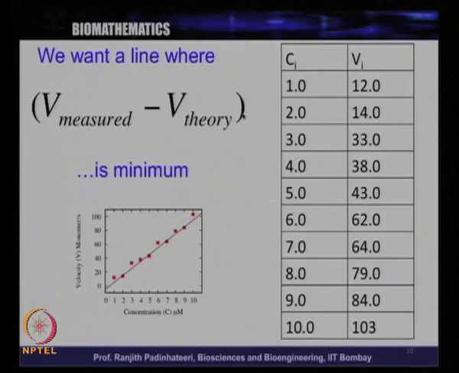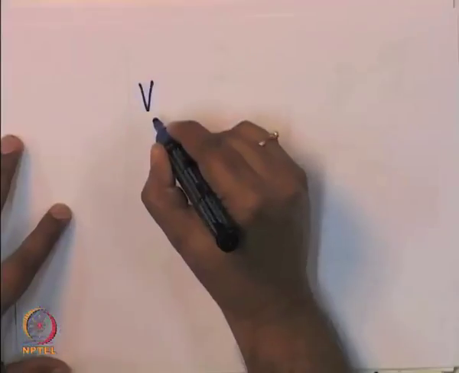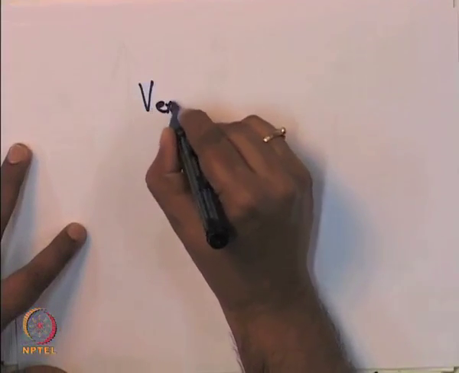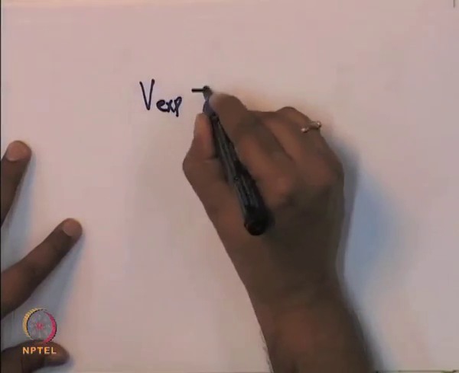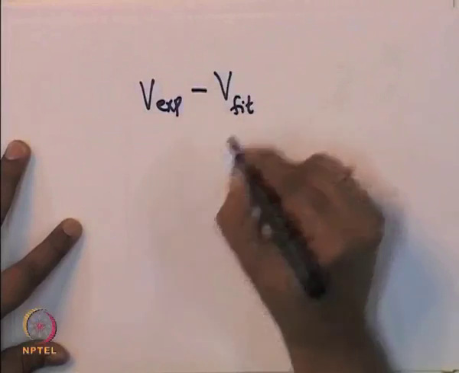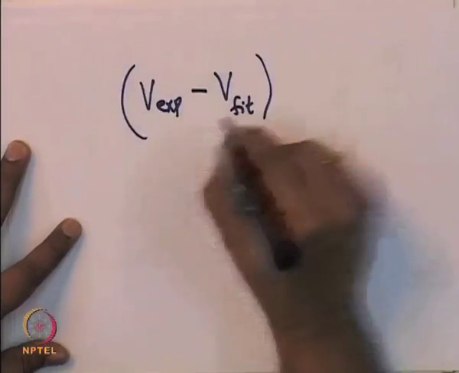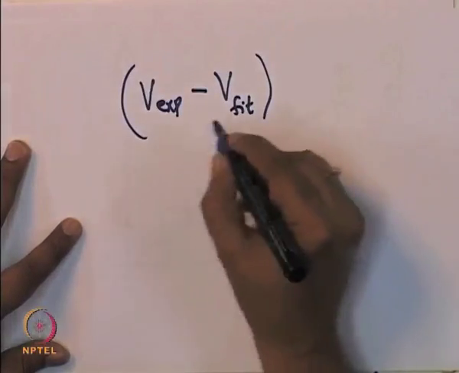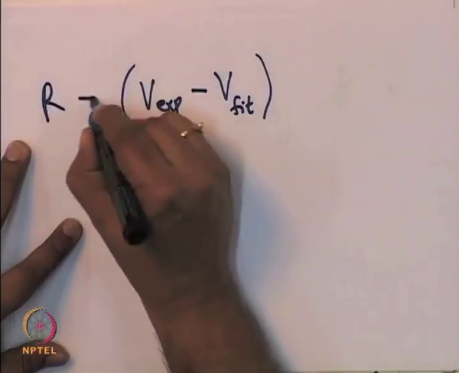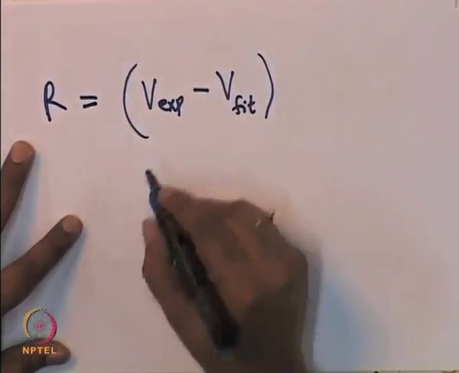So, what we expect is that V experimental minus V fitting has to be minimum. So, if we define this as some function r, this function r has to be minimum.